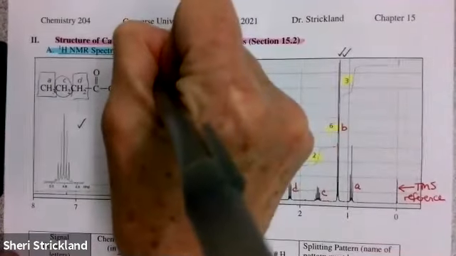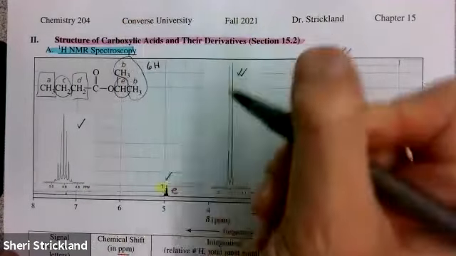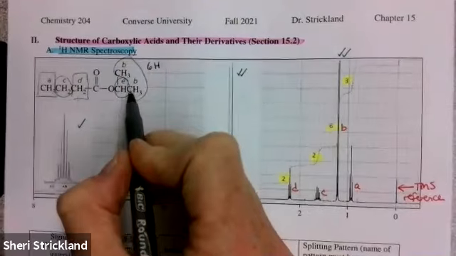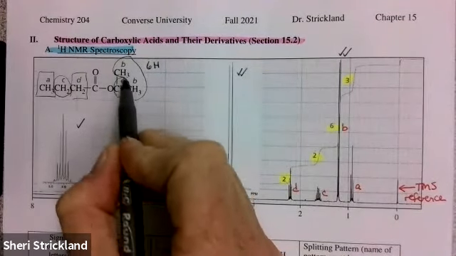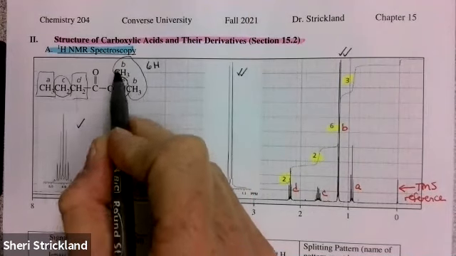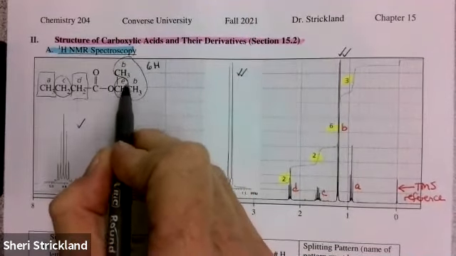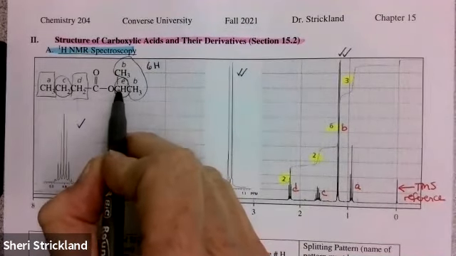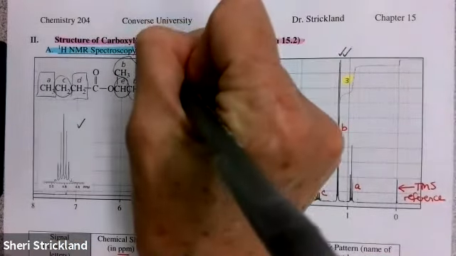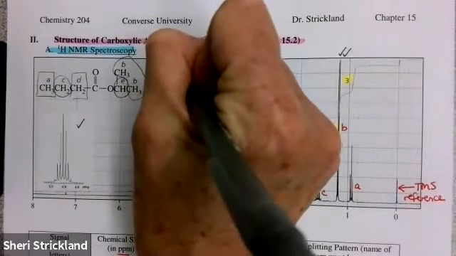So this one will clearly have an integration of 6. So that's a 6 hydrogen signal. Each one of these carbons that has 3 equivalent hydrogens on it is adjacent to a carbon that has 1 hydrogen. So with the n+1 rule, that's 1 + 1, that's 2. So this is a 6 hydrogen doublet.